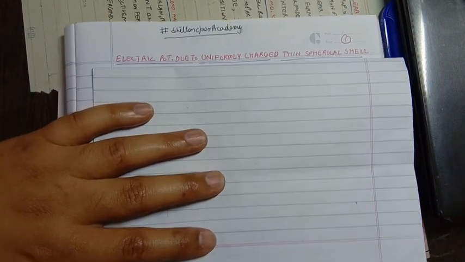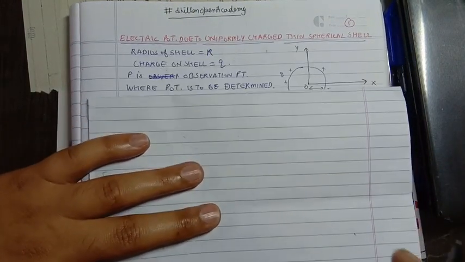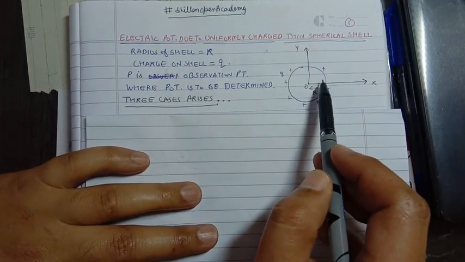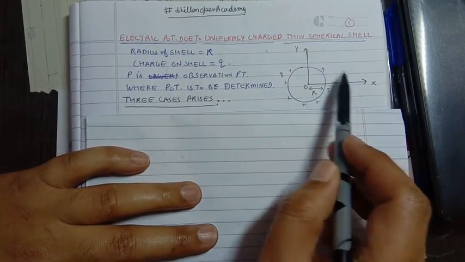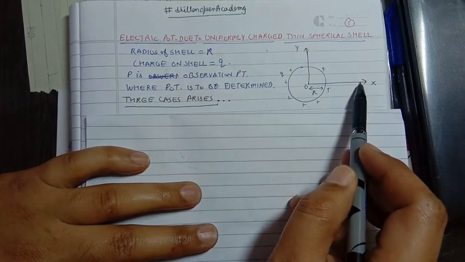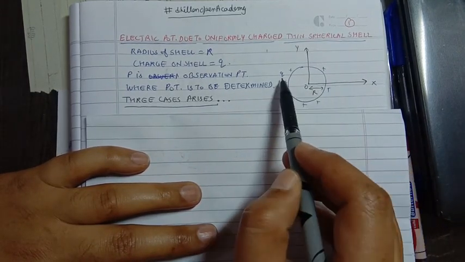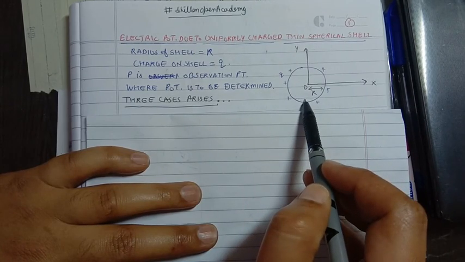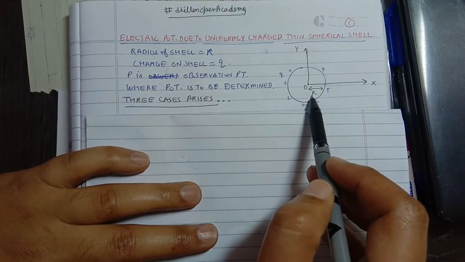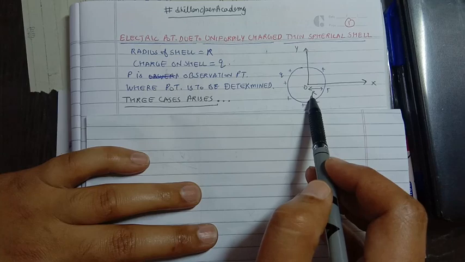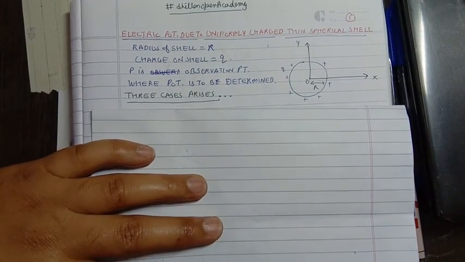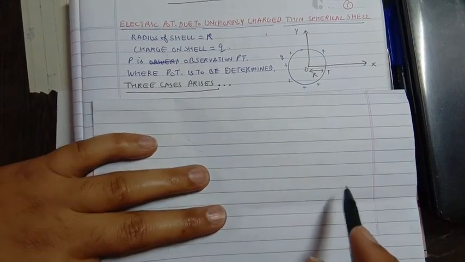Similarly, over here we have this thin spherical shell such that its center lies at the origin of the coordinate system OXY. Q is the total charge which is distributed uniformly on the outer surface of the shell, and capital R is the radius of the shell. So three cases arise where we want to find out the value of the electric potential.